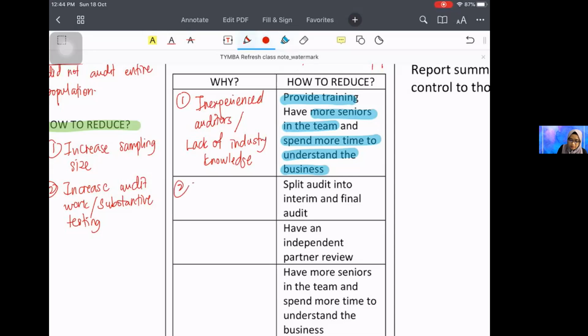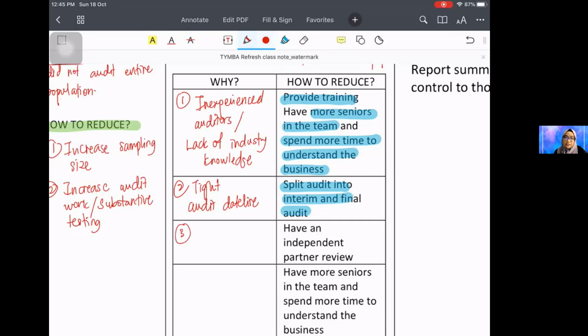Number 2, when you have a tight audit deadline. Okay, having a tight audit deadline is not controllable by either the audit partner or the audit members. It's unavoidable, but you can control it by splitting the audit into interim and final audit. Interim audit is audit work that you perform before year end, and final audit is the audit work that you perform after year end. So by splitting the audit into interim and final audit, you are able to reach the audit deadline on time so that you can issue the financial statement to the shareholders based on the deadline agreed.